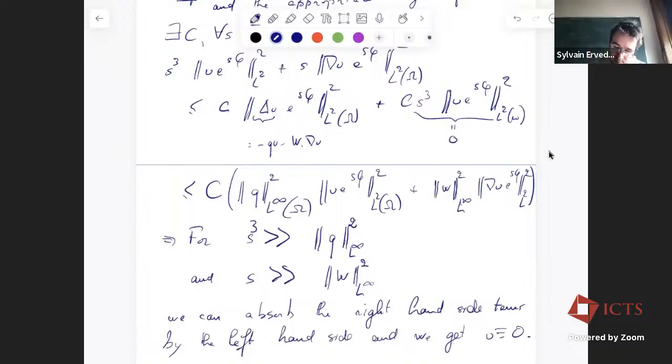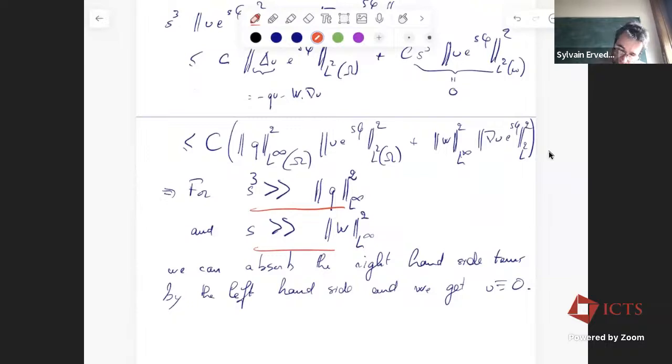So here you see the scales. So some comments.